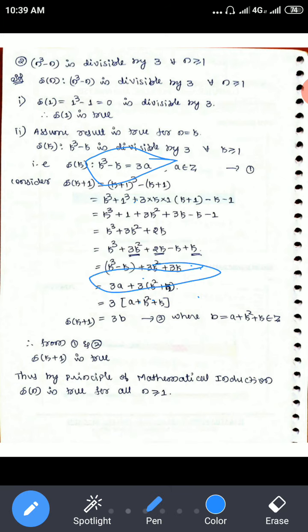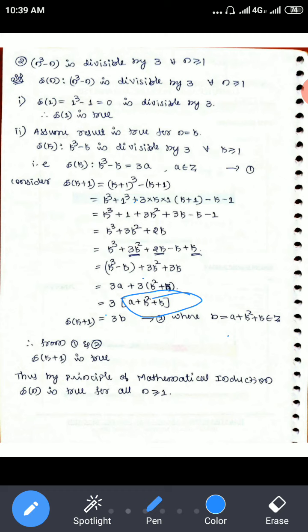3 is common, 3 you take out. So that is a plus k square plus k. So 3 into, this I'll take one more integer, that is b, where b is a plus k square plus k, which belongs to Z. So it is 3b, in the sense it is a multiple of 3 only.